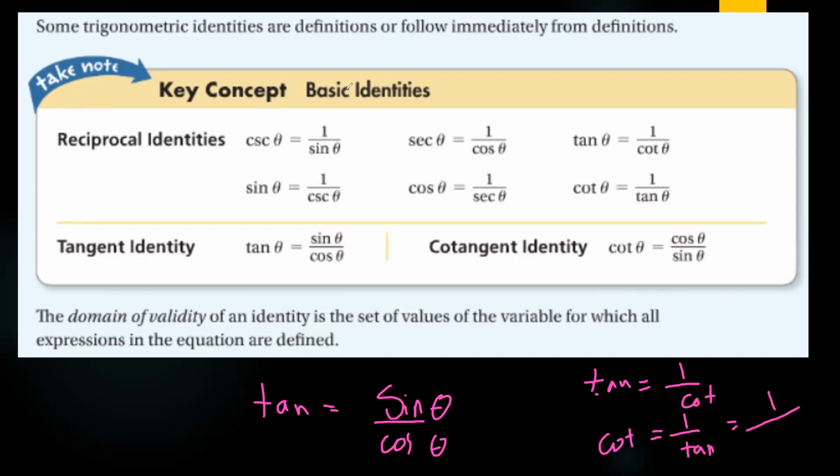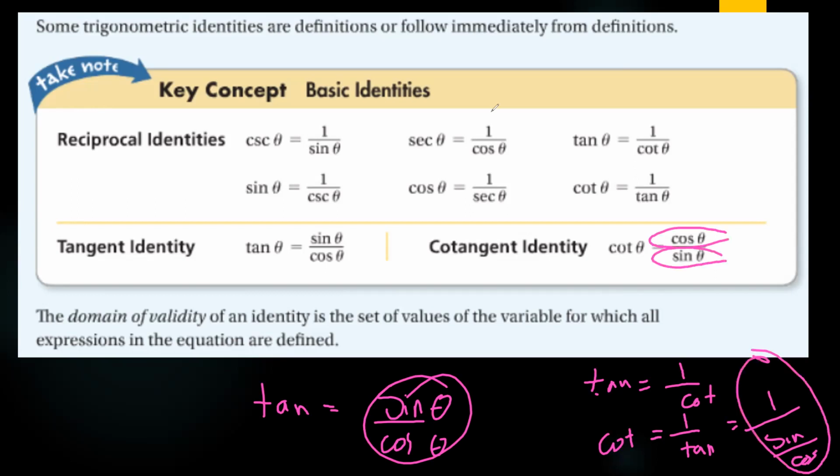Or we can say 1 over sine over cosine. So you will say that the cotan is cosine over sine, which is the reciprocal of sine over cosine. So the tan is sine over cosine, and the cotan is cosine over sine. These are the identities which we call reciprocal and tangent identities.